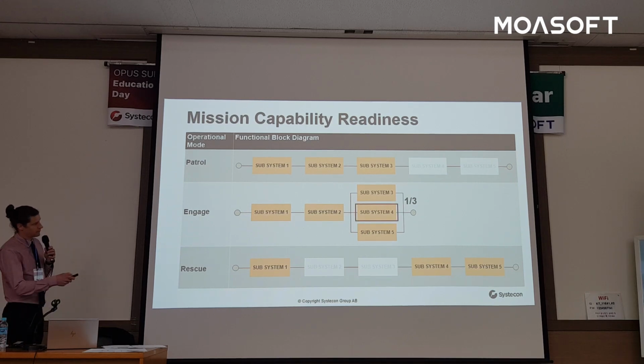Then, for example, this subsystem 4 can consist of a subset of items. It might be that we have three different weapon systems, and to be able to engage, we need one of them in operation. Otherwise, we have to go back. And one such weapon system might also consist of a block diagram for its actual items in it.